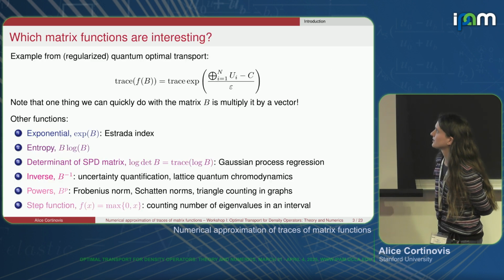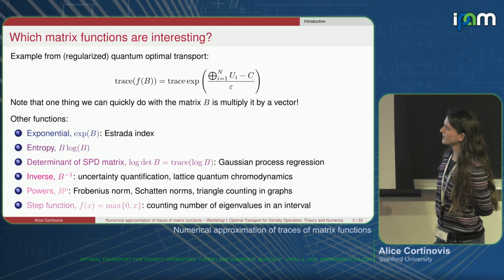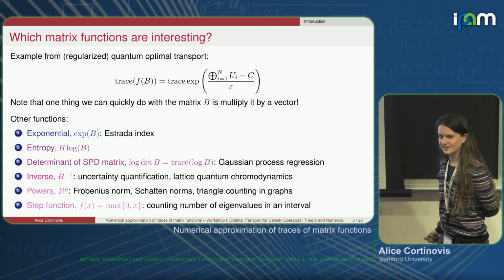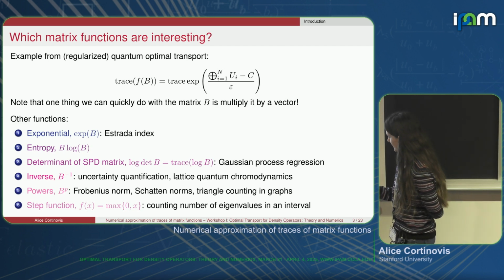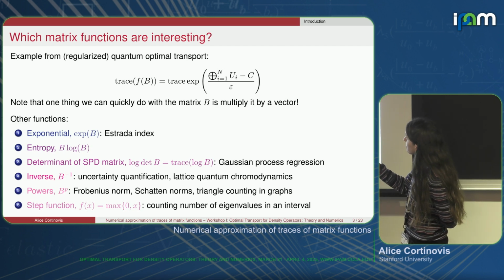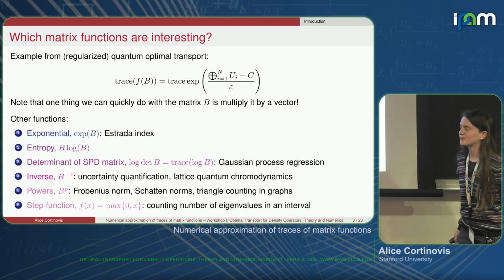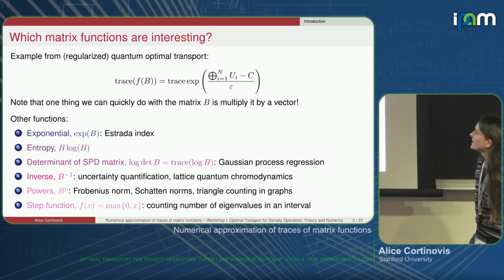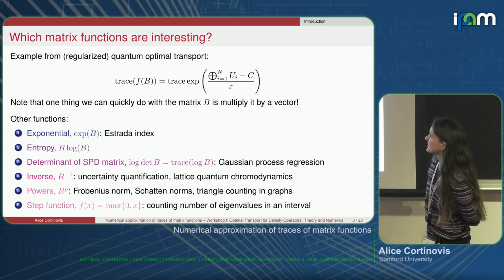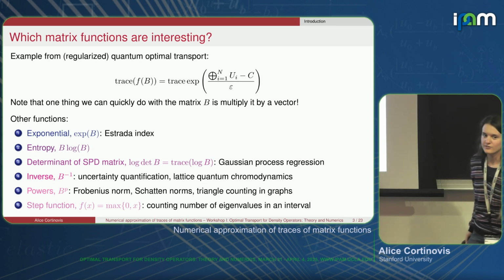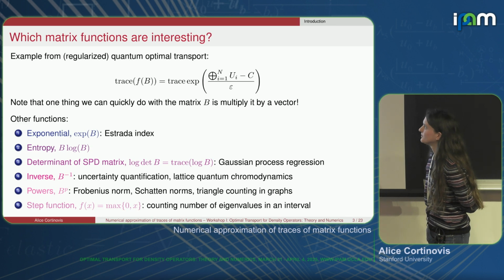So first of all, let me give you some motivation for this problem. We've seen this week in several talks, for instance by Natalia, by Lorenzo, by Marvin, that sometimes in regularized quantum optimal transport, at some point you have the trace of the exponential of some matrix, which is really huge, but has the nice property that you can quickly multiply it with vectors. So this is the setting we want to look at.